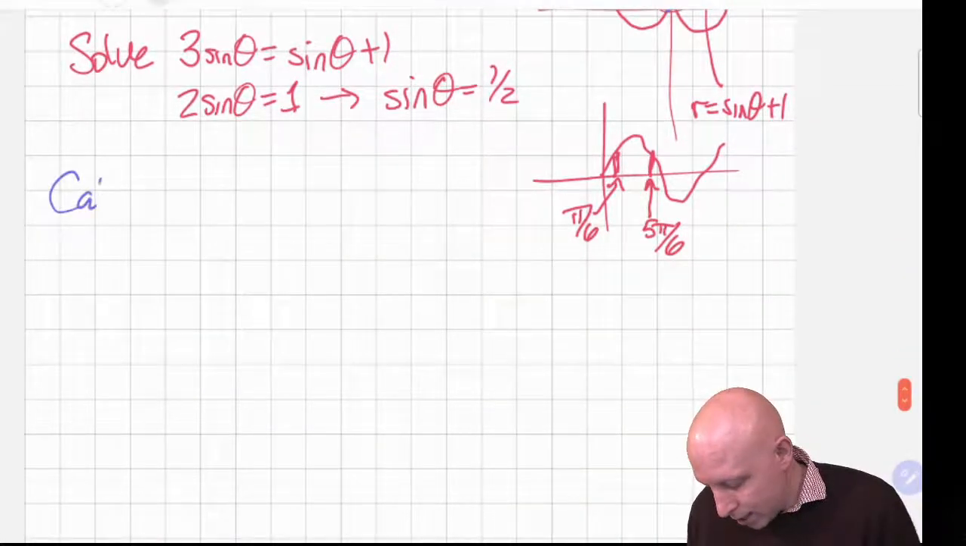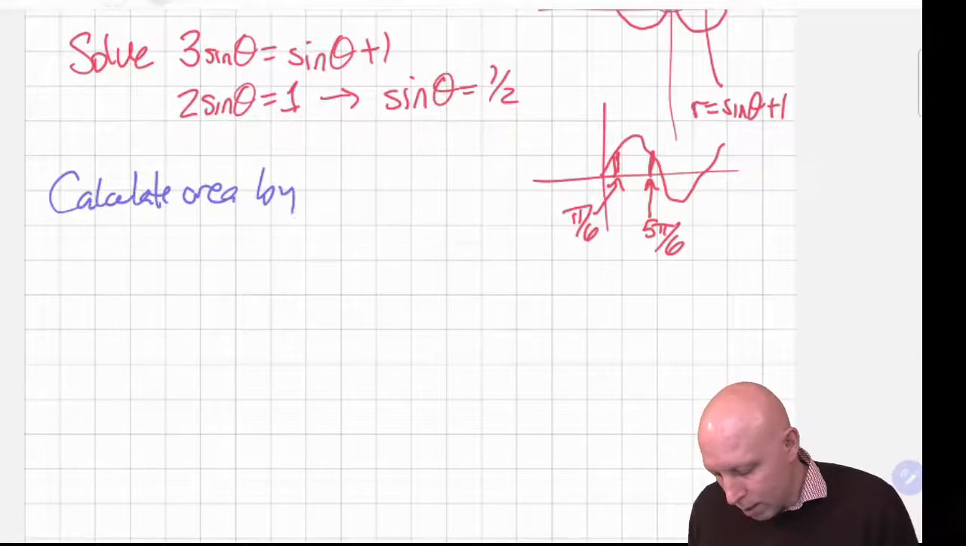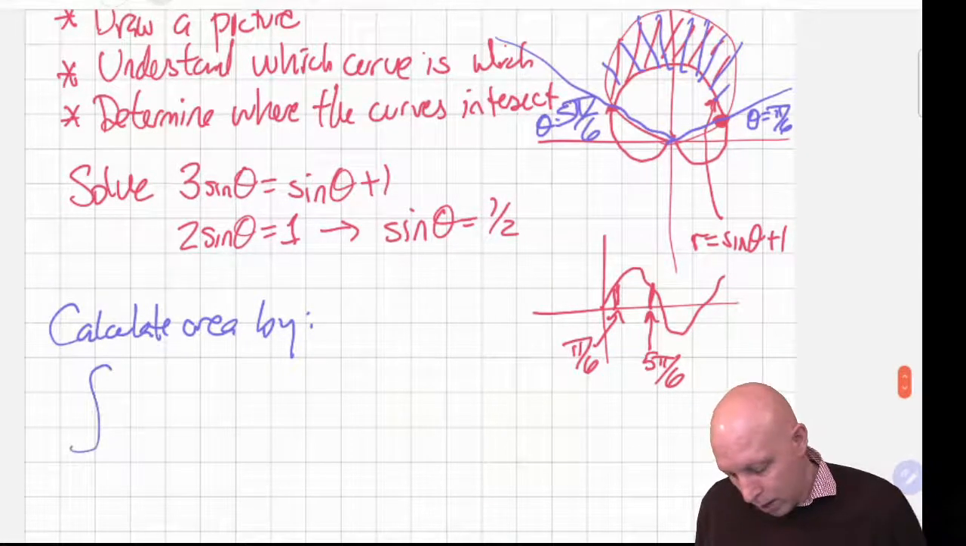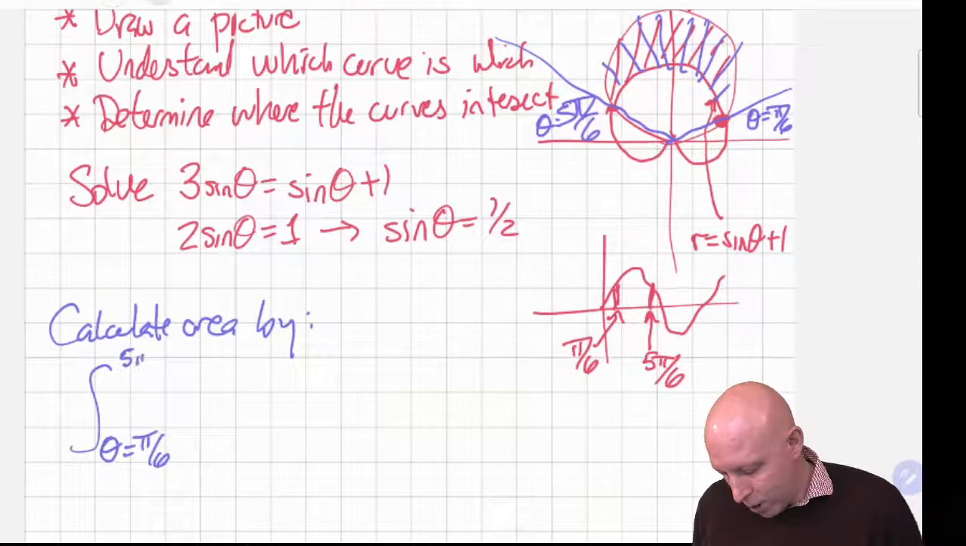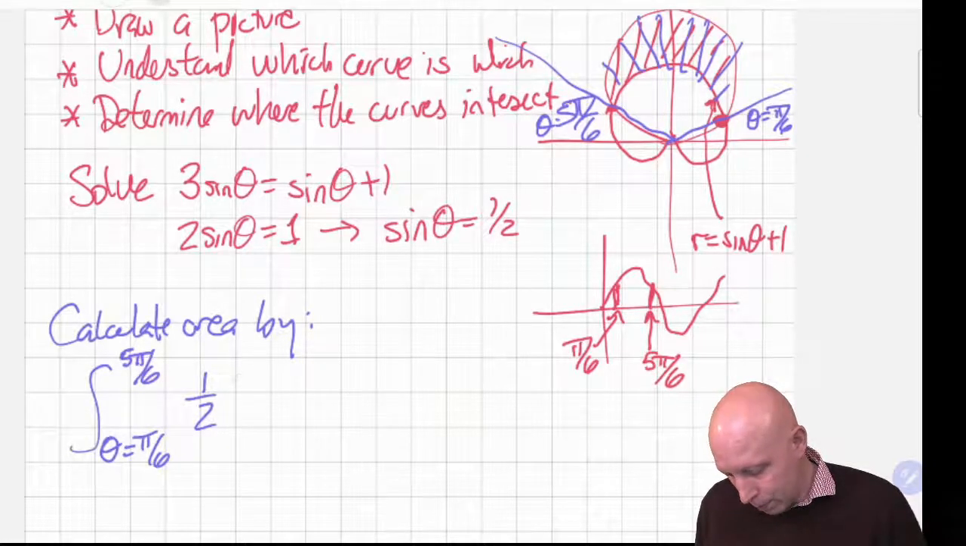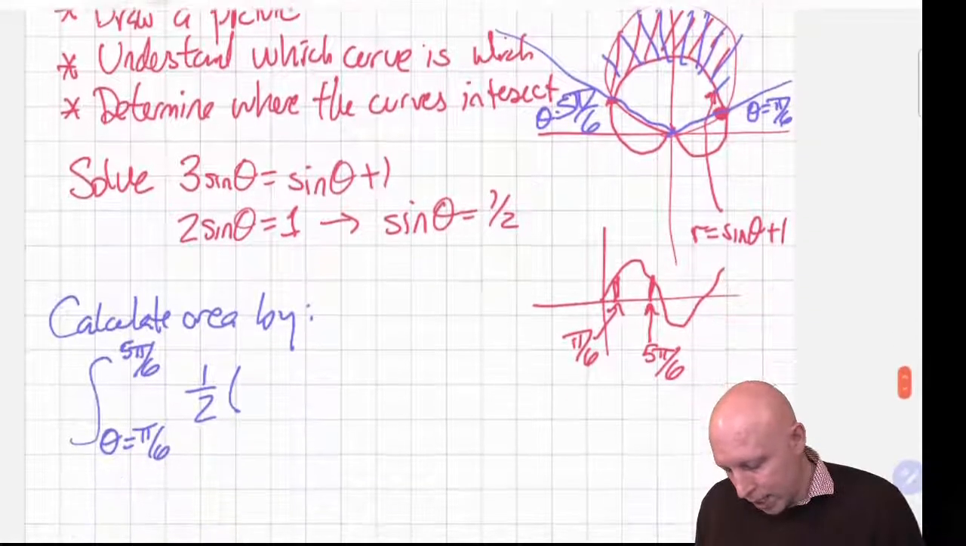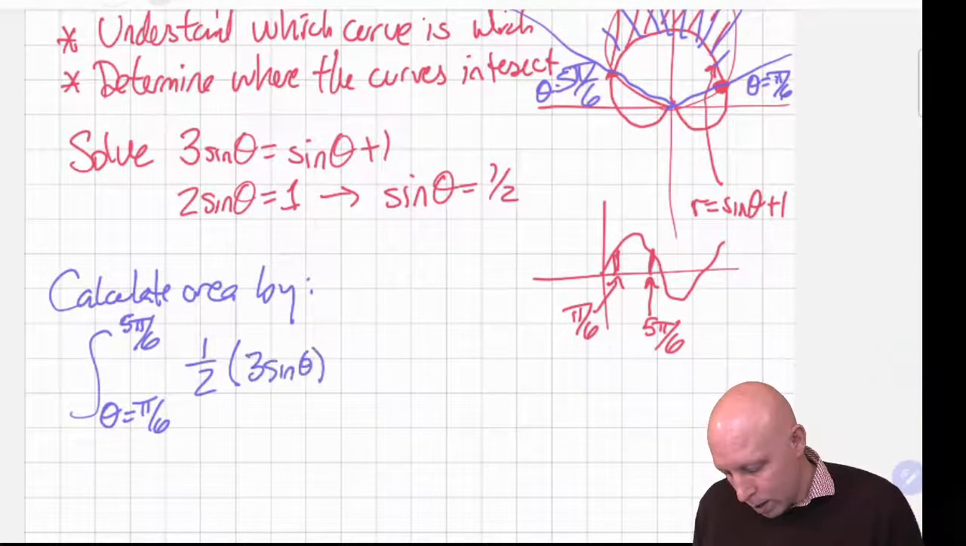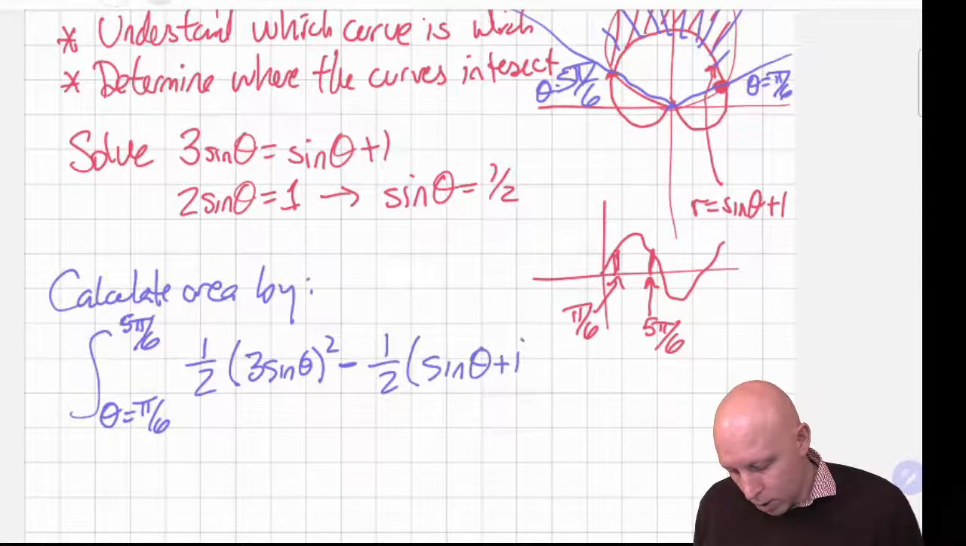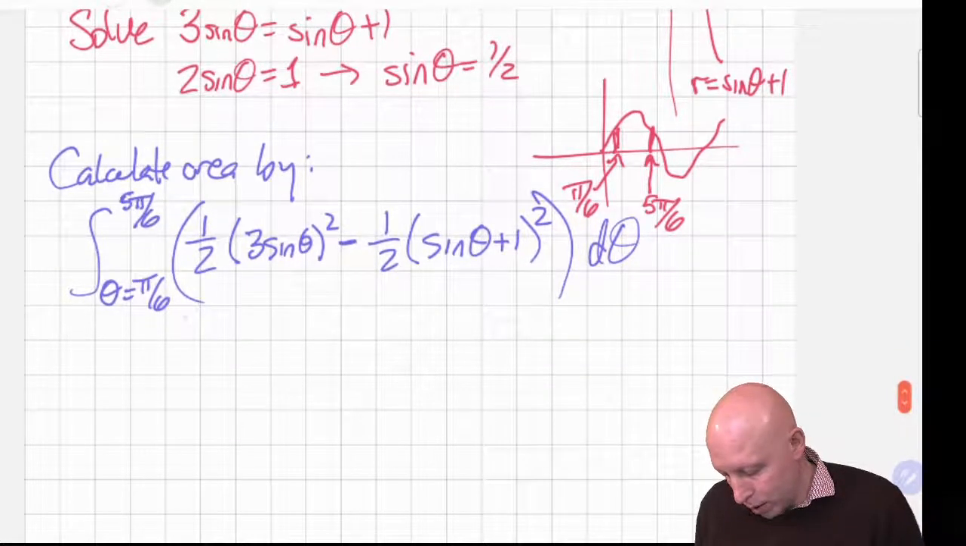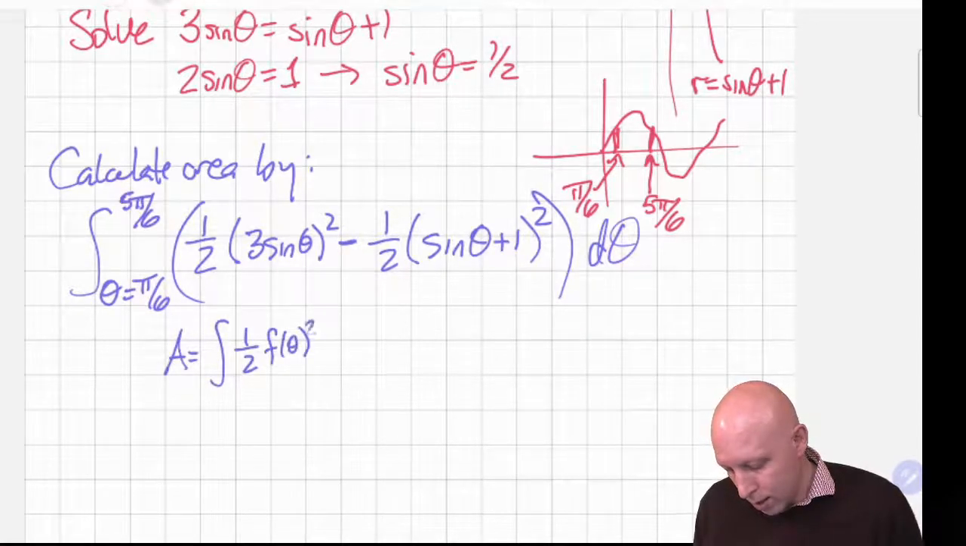So calculate area by the integral for theta goes from pi over 6 to 5 pi over 6 of 1/2 outer function squared. Outer function was 3 sine of theta. And subtract off 1/2 inner function squared, sine of theta plus 1 squared, d theta. Right, so remember here we're using that area is equal to the integral of 1/2 function squared d theta.